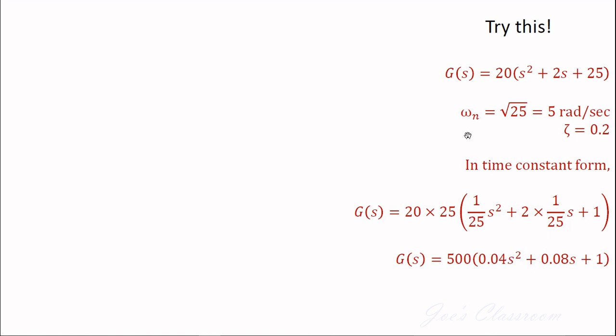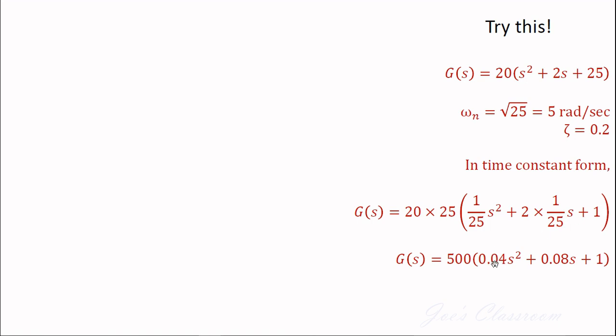Please note that if you take this transfer function as it is, it will be misleading because the k value you will be taking is 20, but it is not actually so. The k value is 500. You have to be a bit careful. So before plotting, whether it is magnitude plot or phase plot, in frequency domain analysis, it is better to convert the transfer function into time constant form.